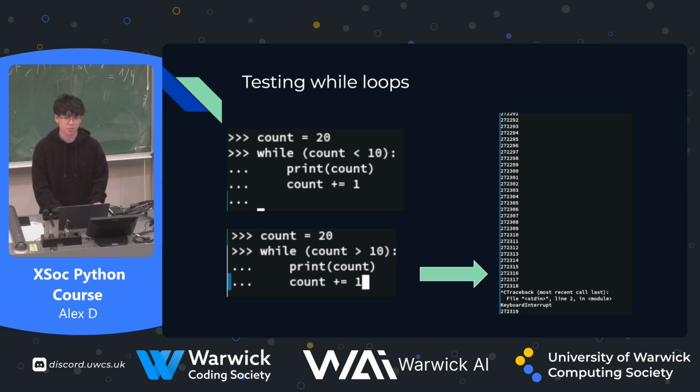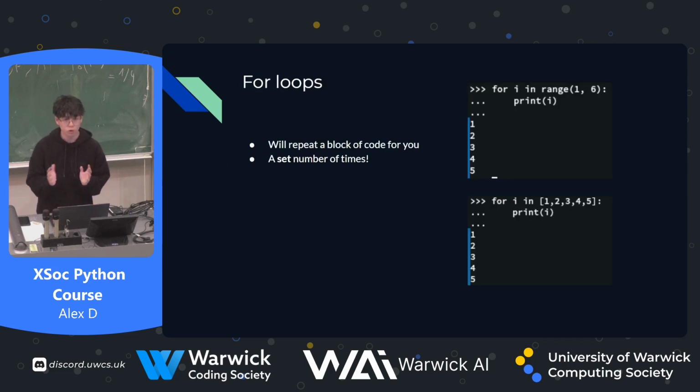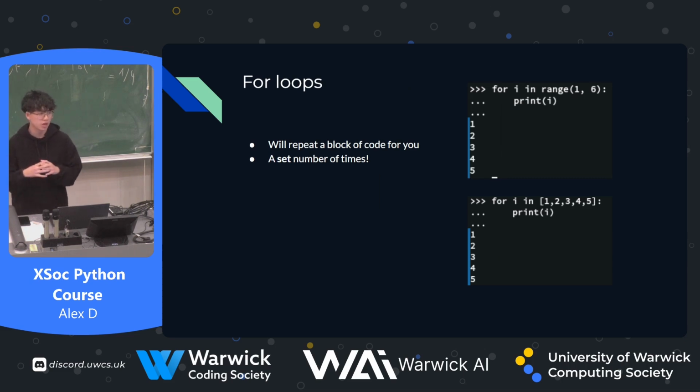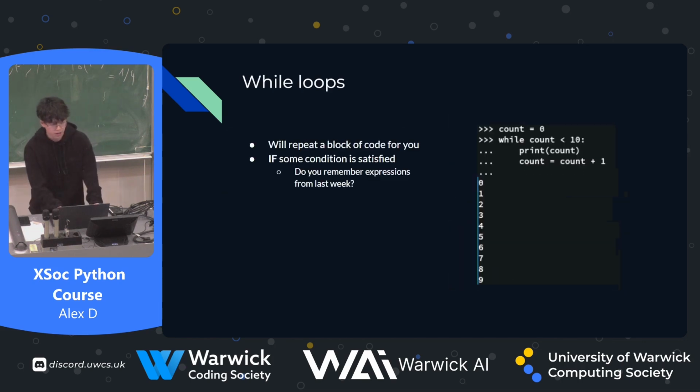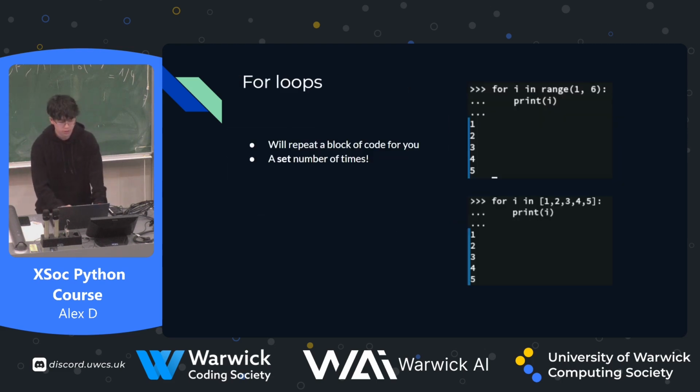Something interesting about termination points is that we have the concept of a for loop. A for loop is very similar to the while loop, but you'll use it in different contexts, and you could consider it an easier way to write a while loop. With the while loop earlier, you'd have to write count equals 0 and then while count is less than 10. With a for loop, you just write for i in range 0 to 10. It's a lot more concise, and you can do it all in one line. It looks a lot nicer.